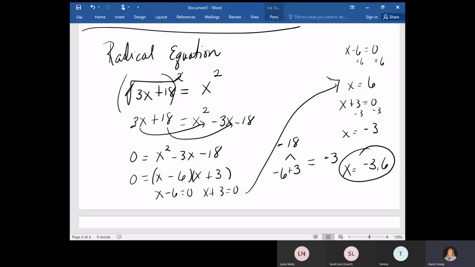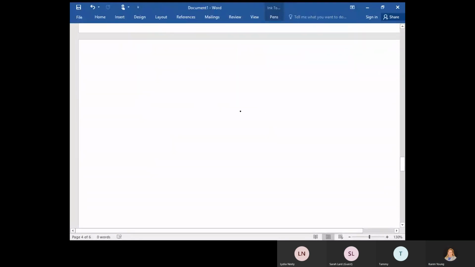Still staying with this type. I have the square root of x plus 3 equals 3x minus 1. We're going to do the same thing. We've got to get rid of this radical before we can do anything else. And since it's a square root, I'm going to do what again? Square it. And then I'm also going to square the 3x minus 1.